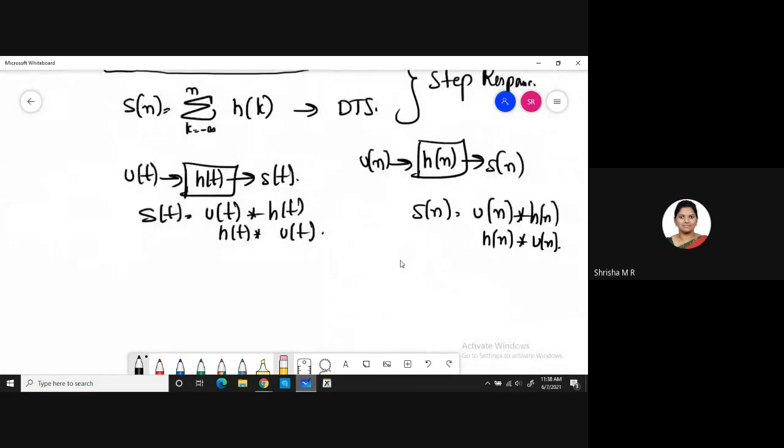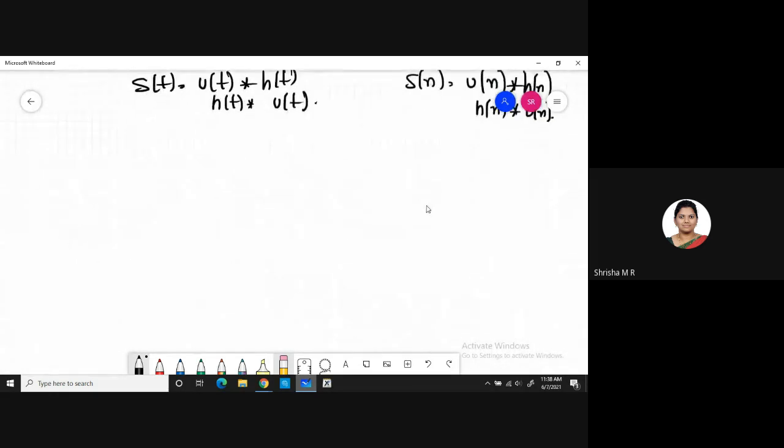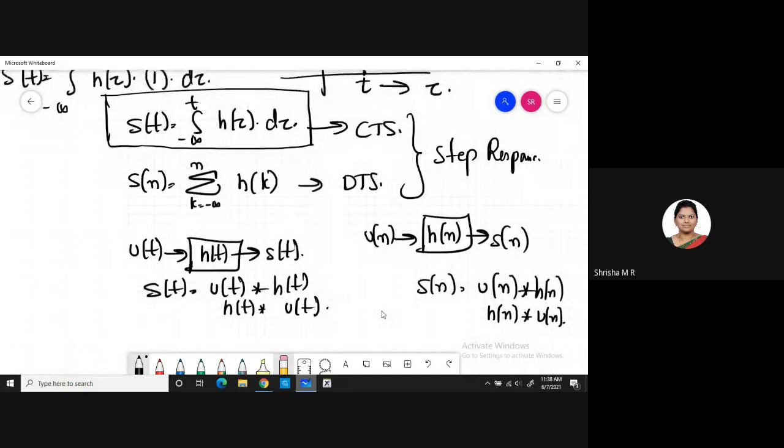Is it clear? Shall we solve some problems on this? This is the equation. So s of t is equal to the integral from minus infinity to t of h of tau d tau for continuous time signals. And for discrete time signals, you have s of n equal to the summation over k from minus infinity to n of h of k. Clear, everyone? Step response equation for continuous time and discrete time signals.